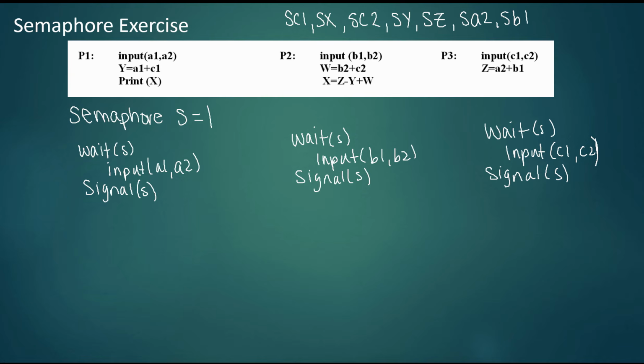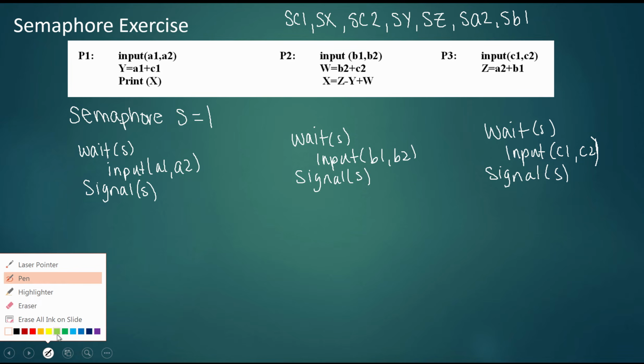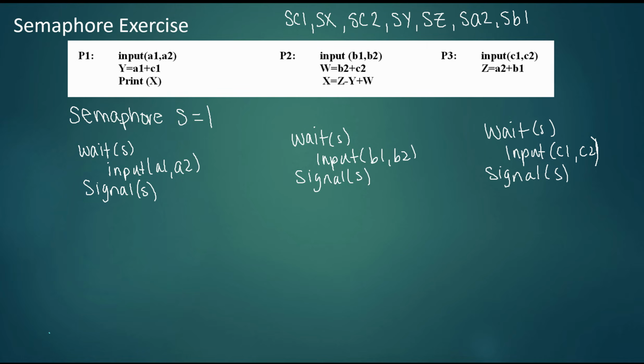Okay, so now let's pick a different color here. I'll pick yellow, and let's initialize these. Well, what are we going to initialize them to? There's two things that we need to consider here. First, what we're going to initialize these semaphores to. And the second thing is we need to make sure that our waits and signals do not end up causing a deadlock situation. So first, let's talk about what we want to initialize them to.